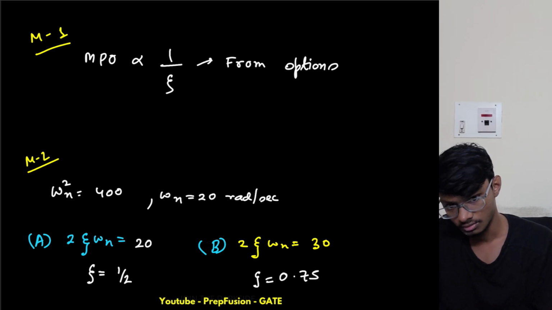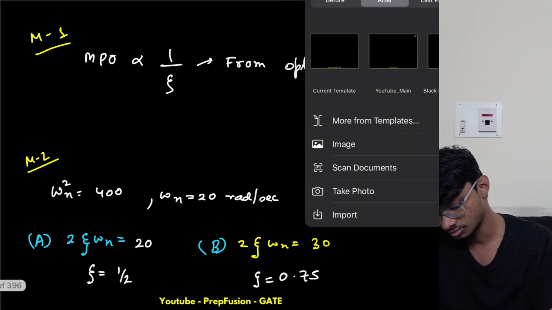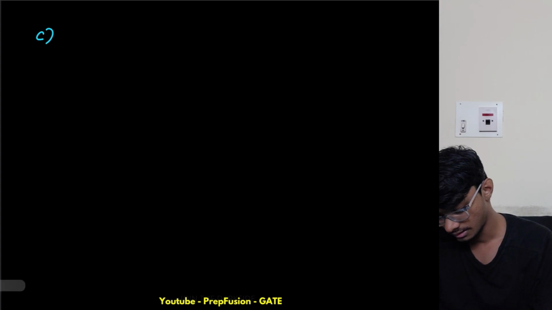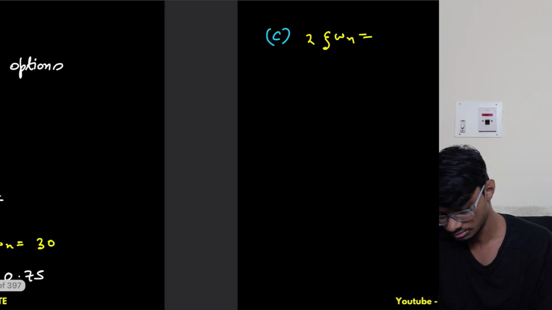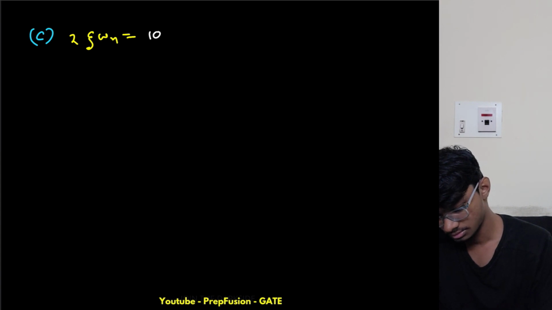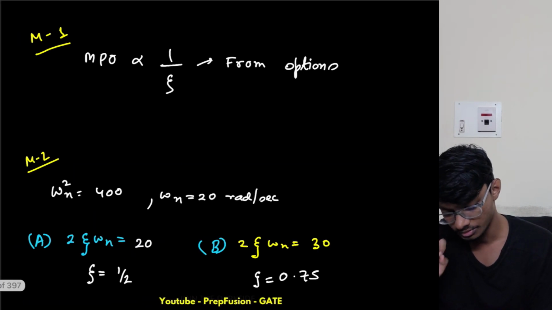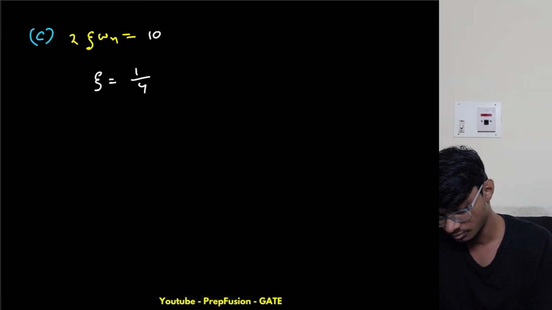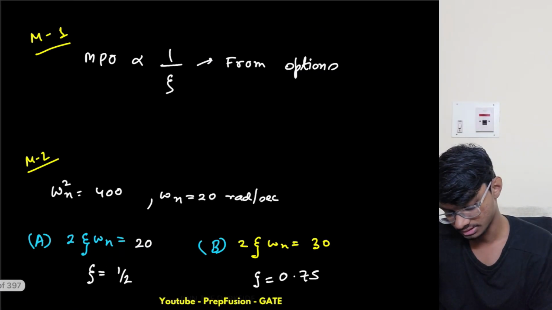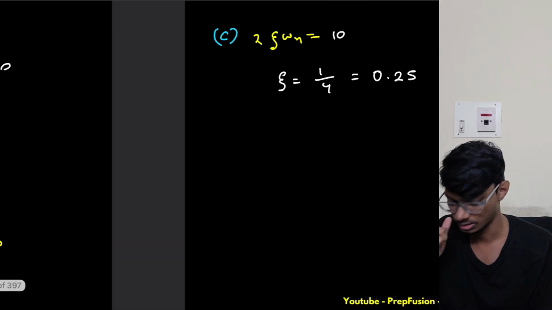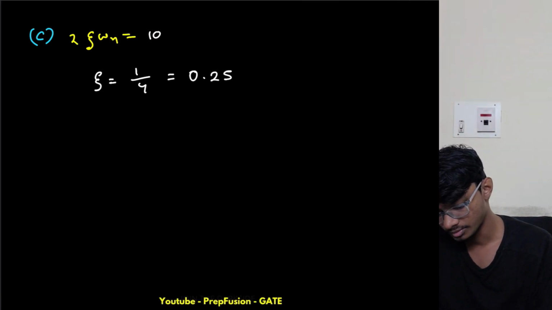Okay, I don't have space, so for the third case, C, I have 2 zeta omega n equal to, I think it was 10. So basically zeta equals 10 divided by 2 into omega n. Omega n is 20, so it is 1 by 4, which equals 0.25. So here the zeta is minimum. If zeta is minimum, what can I say? That my MPO will be maximum. Hence this one will have maximum MPO.